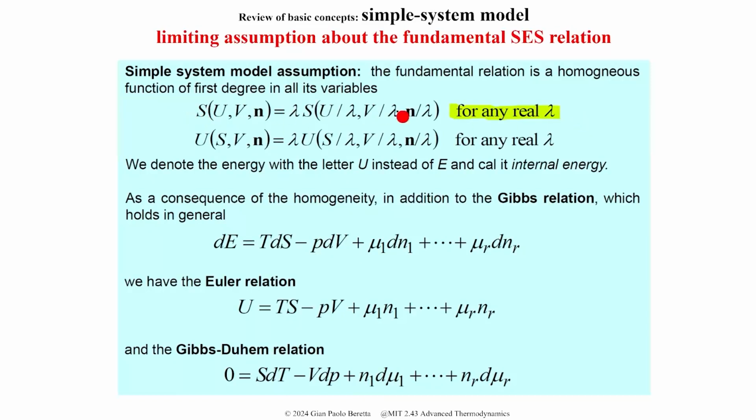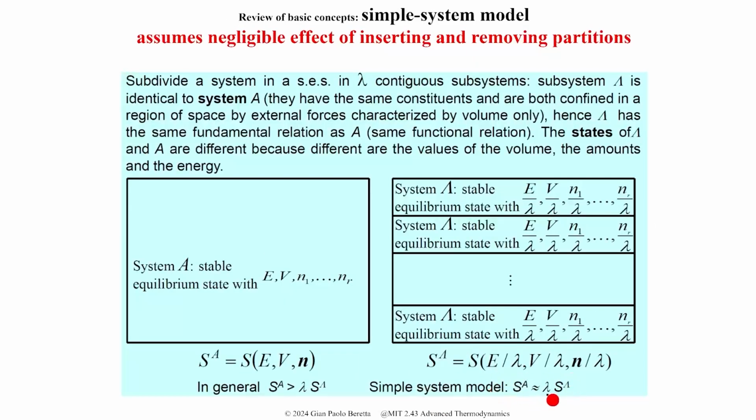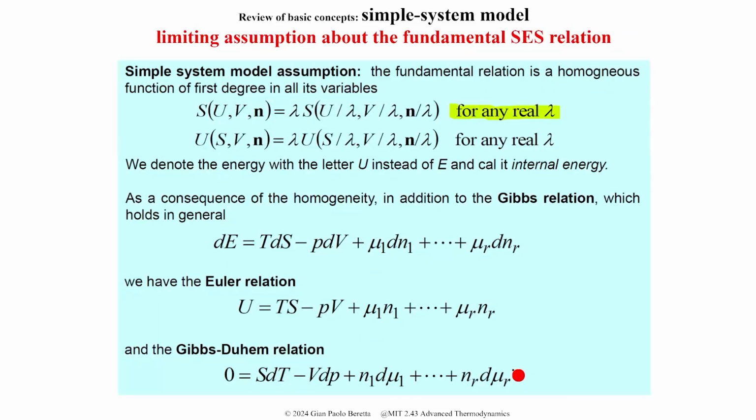So you make this mathematical assumption. Essentially, take this formula here and make it valid for any lambda, integer or real, doesn't matter. So you formally assume that the fundamental relation has this property, and this property for a function in mathematics is called the homogeneity of first degree. So the fundamental relation is a homogeneous function of first degree in all of its independent variables.